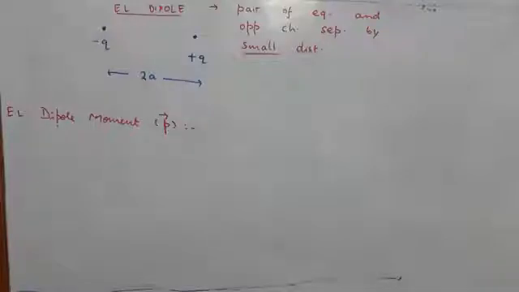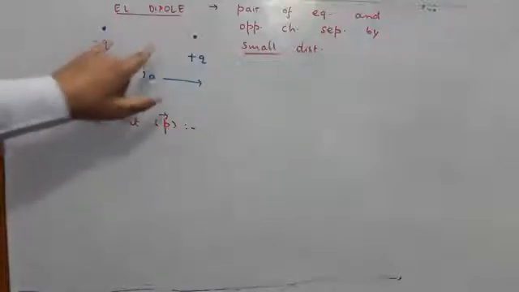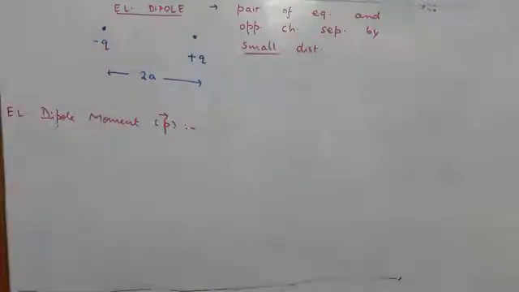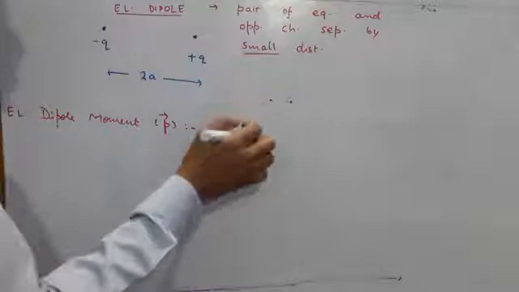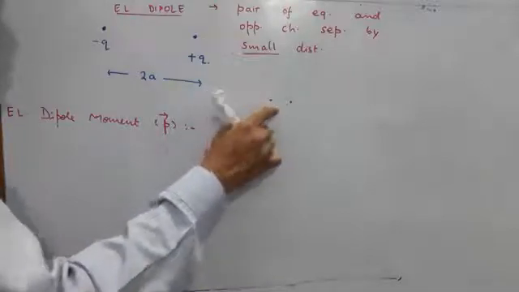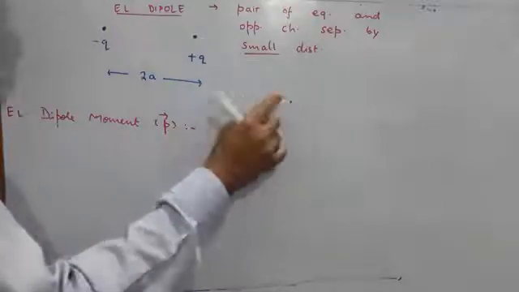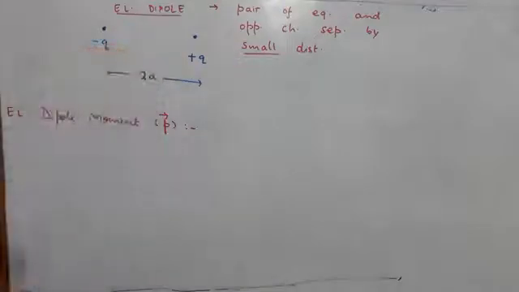Electric dipole, as you can see written over here, is a pair of oppositely charged but identical charges which are separated by a very small distance. For example, you can have an electron and a proton. They have equal but opposite charges and separated by a small distance. That will constitute an electric dipole.